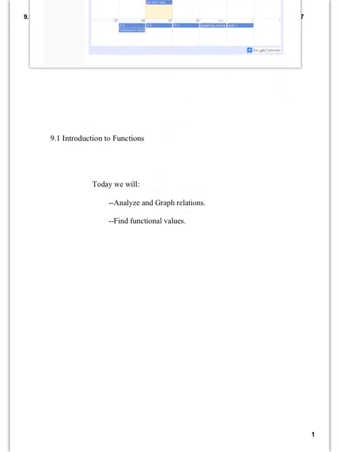All right, let's go ahead and start our notes. So please take out your notebooks and label 9.1, Introduction to Functions. And then you see here, we do have our objective. We are going to analyze and graph relations, and we're going to find functional values. Okay, I'm going to move to the next slide. If you're not ready, then you better stop the video here.